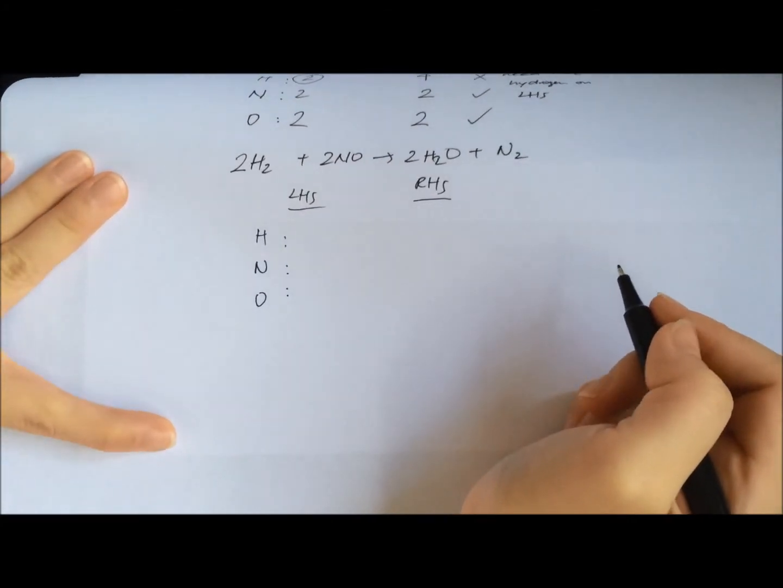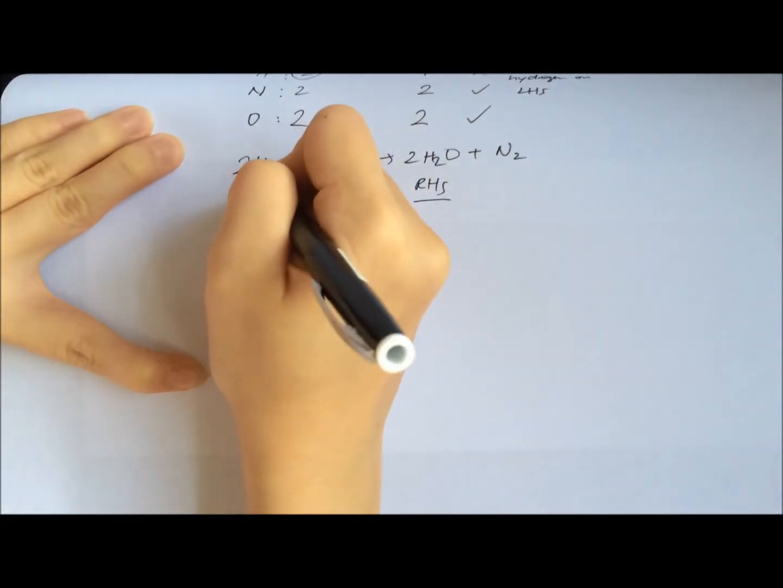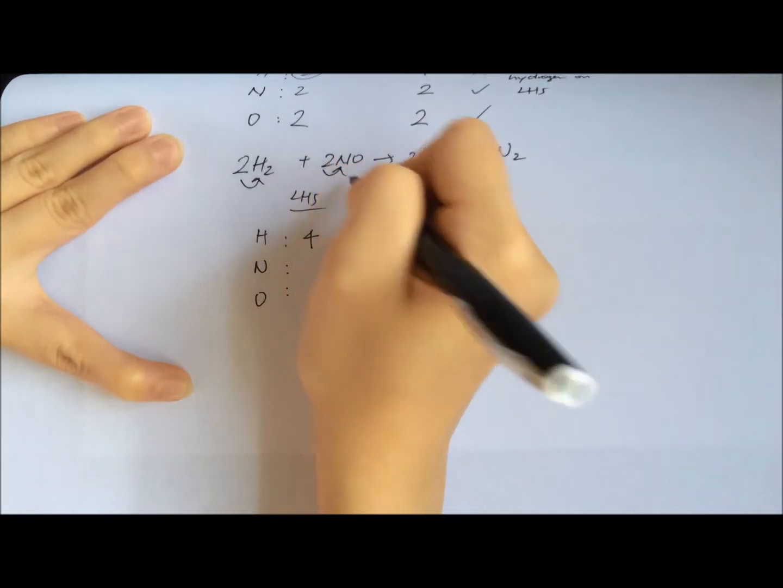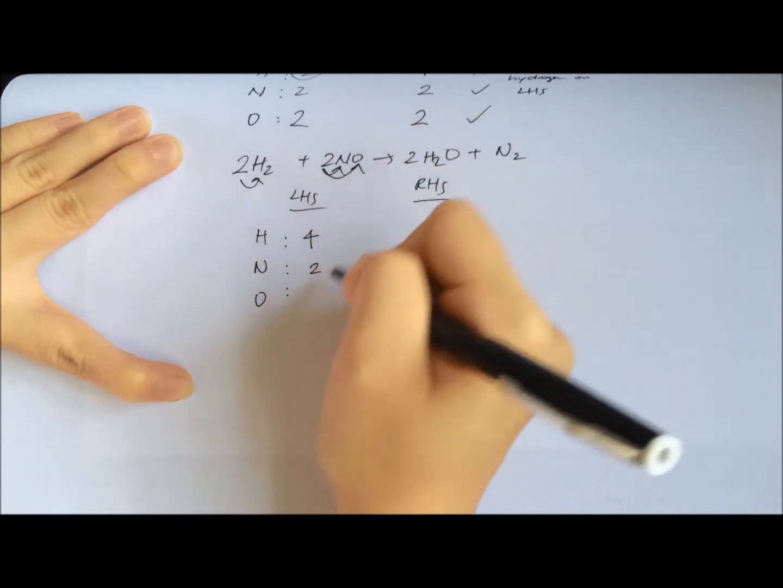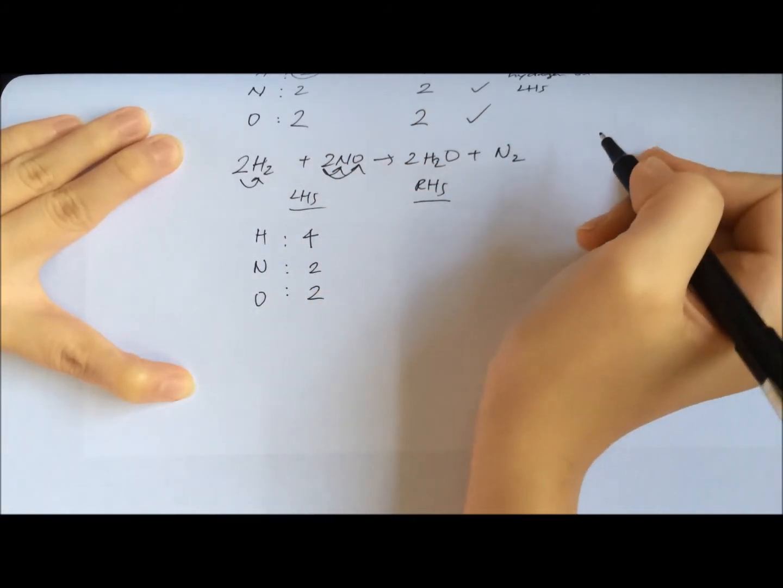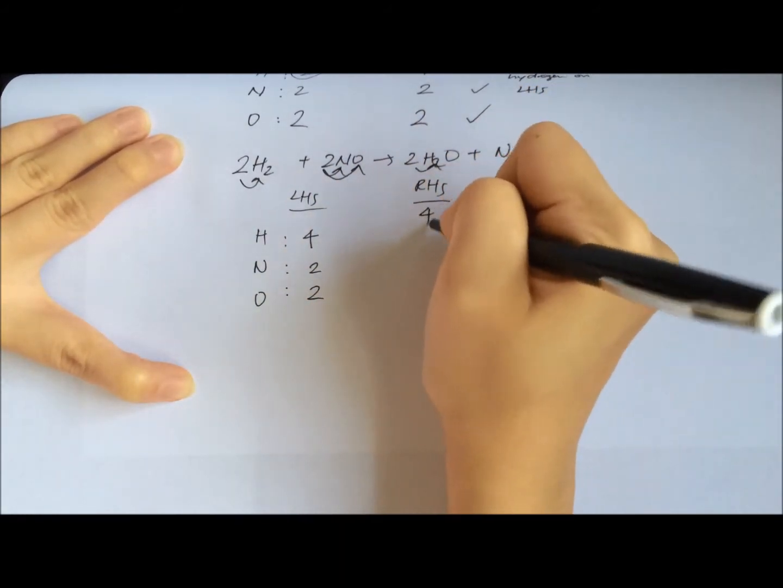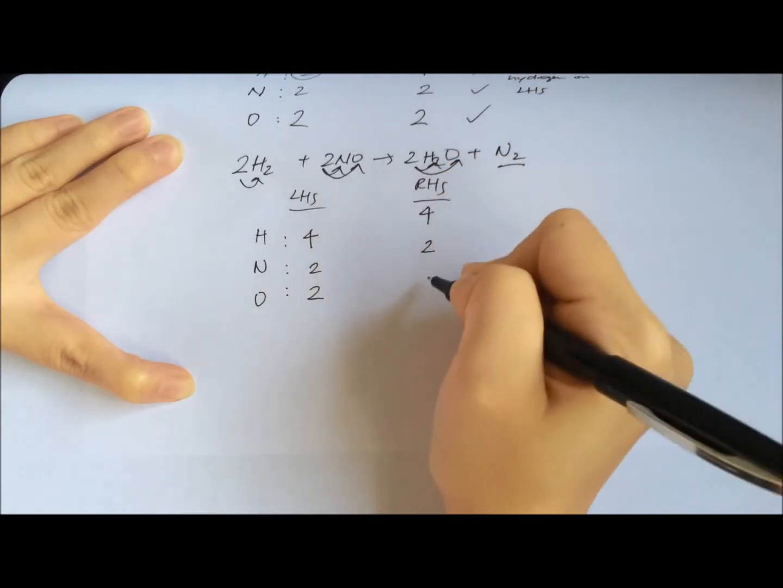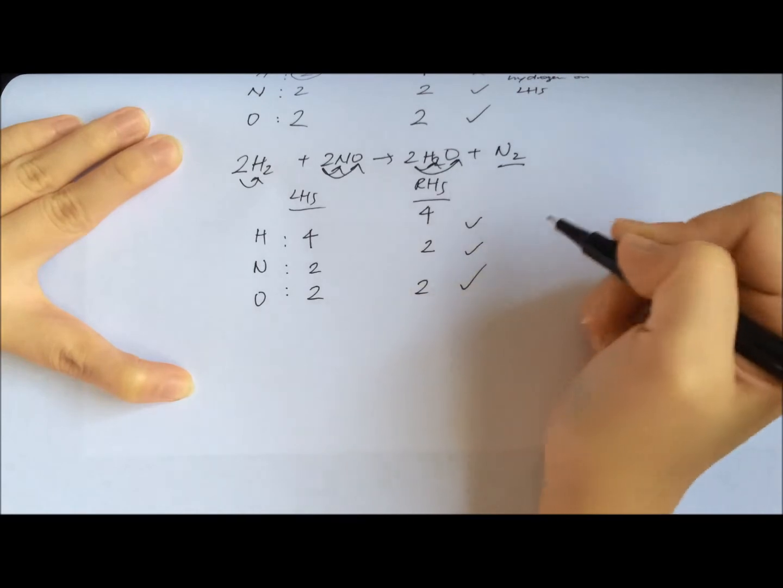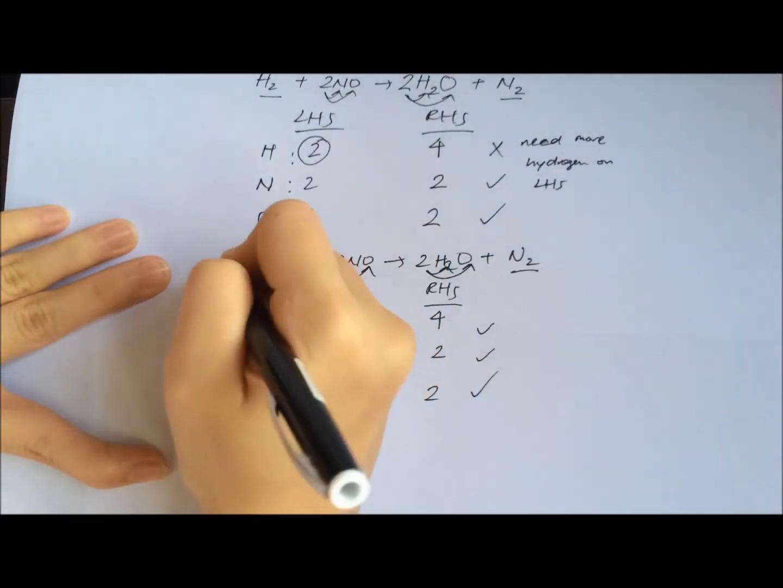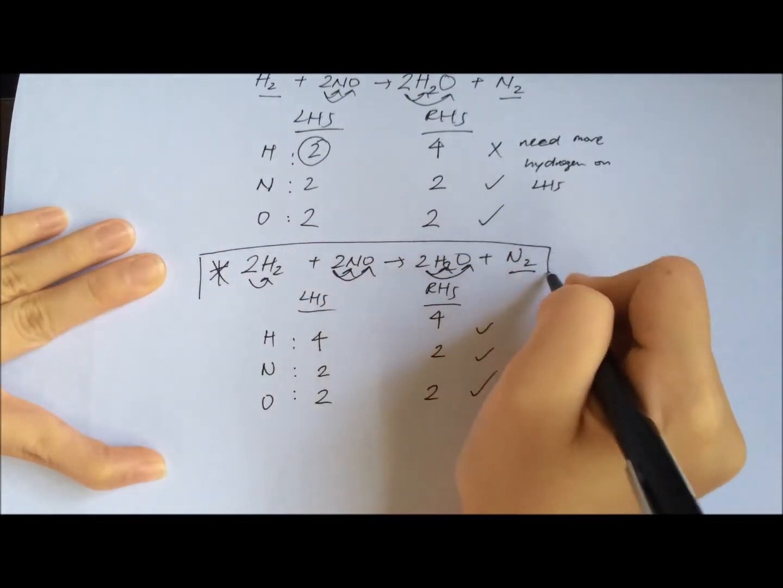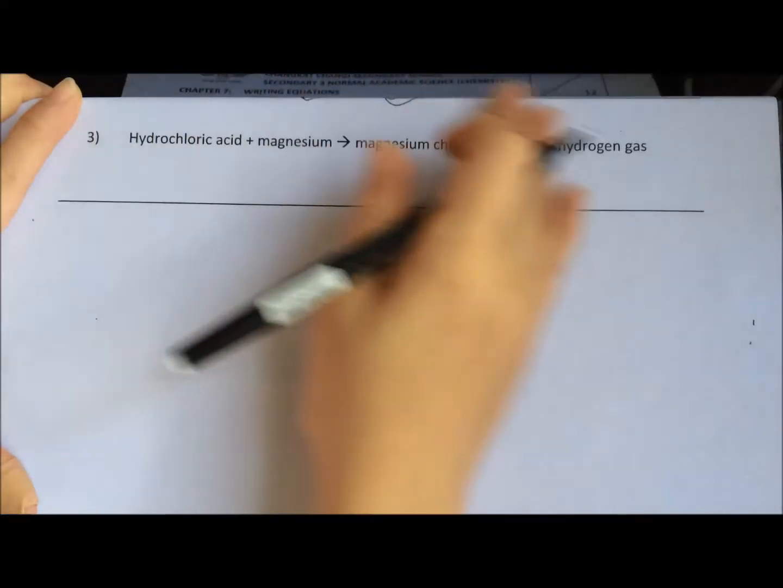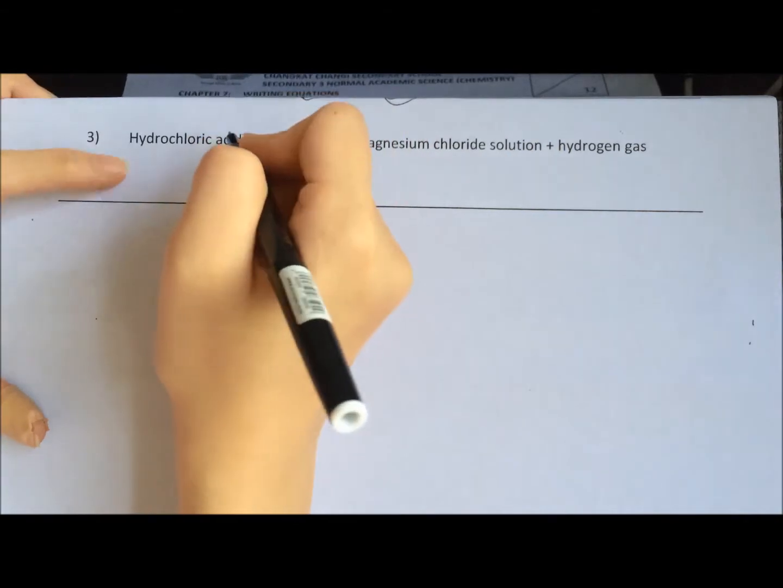And then you count. 2 times 2 equals 4. 2 nitrogen, 2 oxygen. 2 times 2 equals 4. 2 nitrogen, 2 oxygen. Balanced. All are balanced. So your final answer is this. Okay, so this is the other way to do it. Alright, last question.